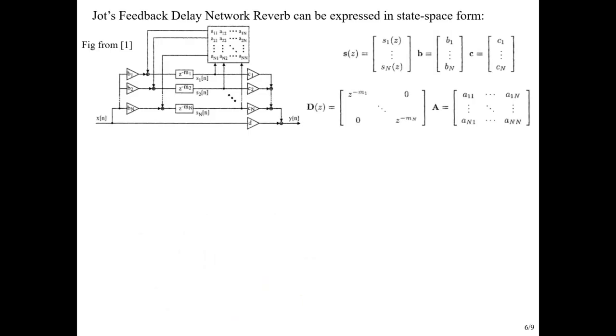So here is Jot's feedback delay network reverb. This has got the absorption coefficients in it. And then we weight those different outputs together, and we include a weight on the input. And if we think about this, this looks an awful lot like a state space representation.